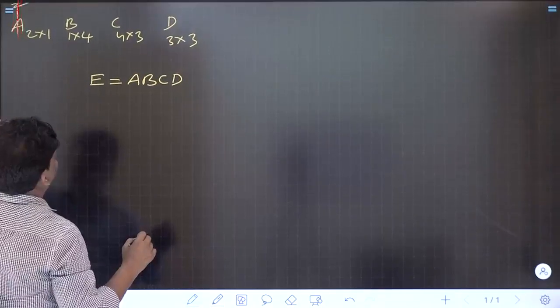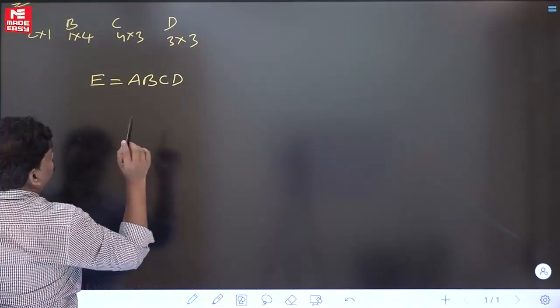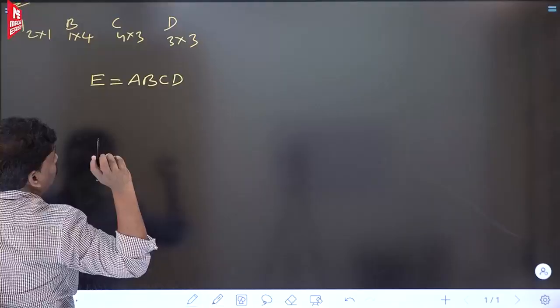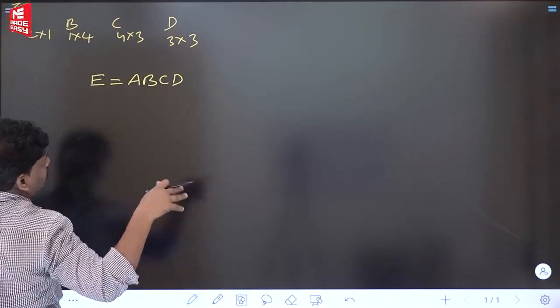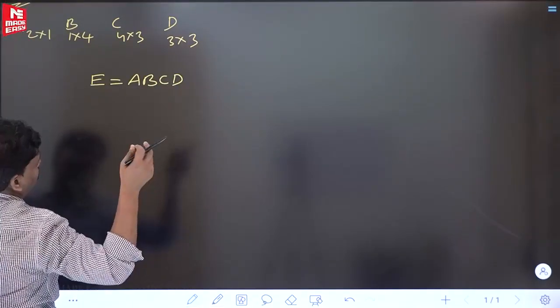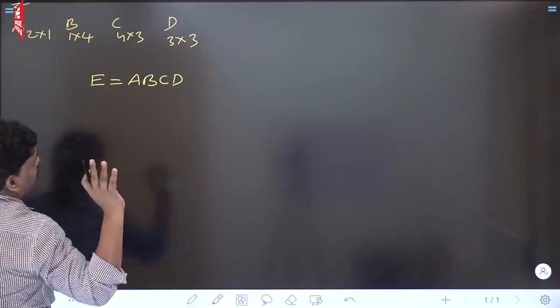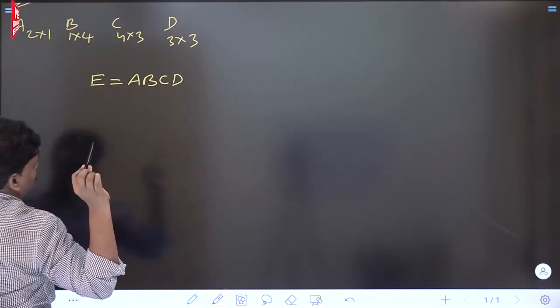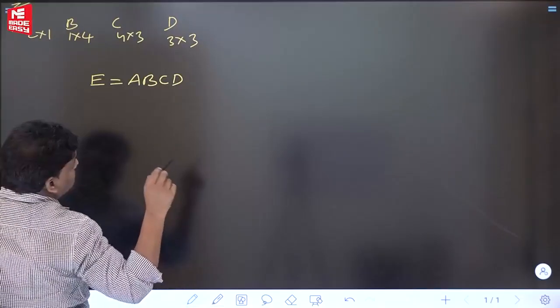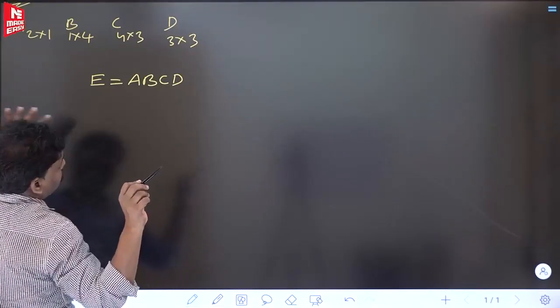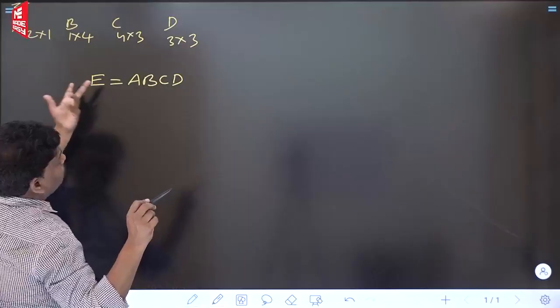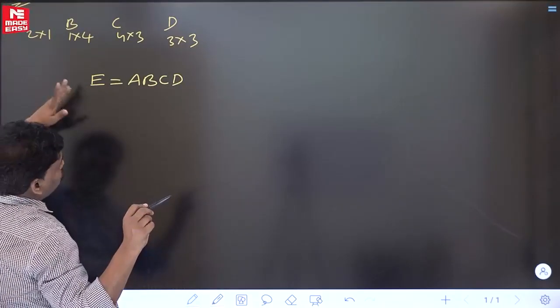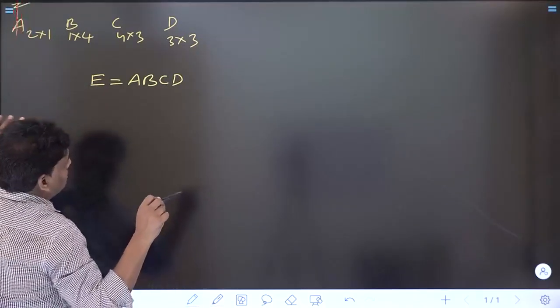Because of the associative property, many ways are there. Try to remember, matrix multiplication doesn't satisfy the commutative property, but it will satisfy the associative property. Associative property is nothing but changing brackets. When you say commutative property, you are changing the matrix order. In the case of associative property, you are not changing the matrix order, you are changing brackets.